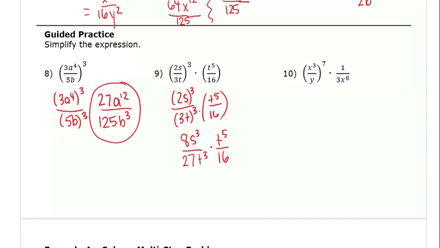Okay, now look in here. I have an 8 and a 16. I can definitely reduce those. So my 8's going to become 1, my 16's going to become 2. And then looking at my t's, I have t to the 5th over t cubed. Subtract your exponents, you're going to end up with t squared.